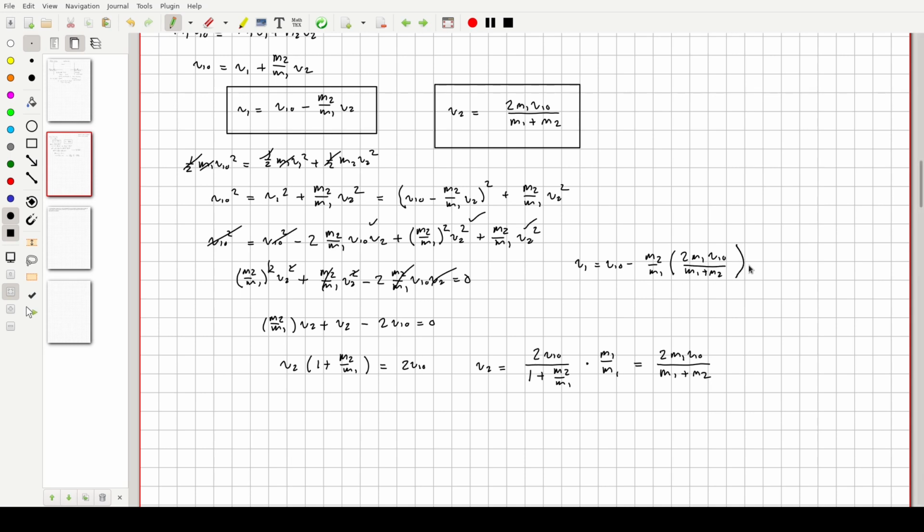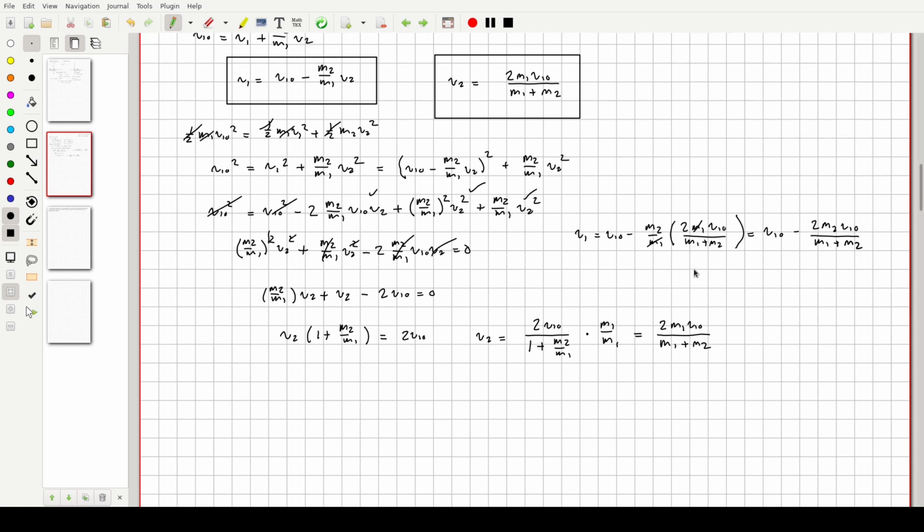All right. Now, you'll notice here that the M1s cancel out. That puts an M2 here. Now, so we're almost done here. We still need to clean this thing up a little bit. And to clean it up, I'm going to multiply this by 1 in the form of M1 plus M2 over M1 plus M2.